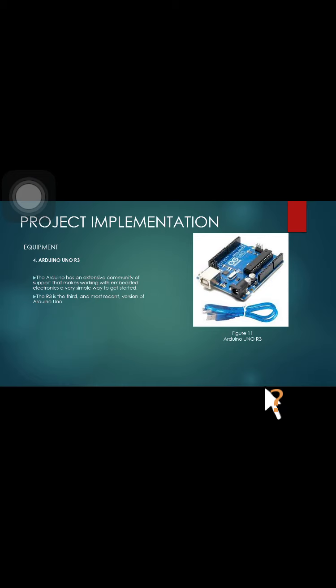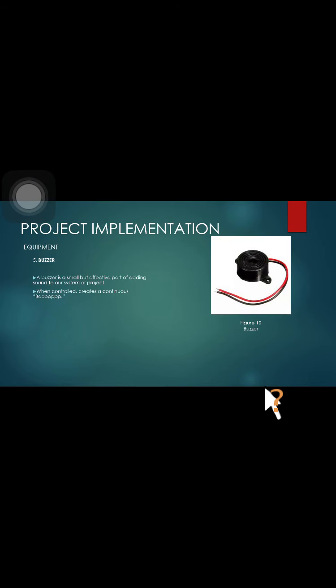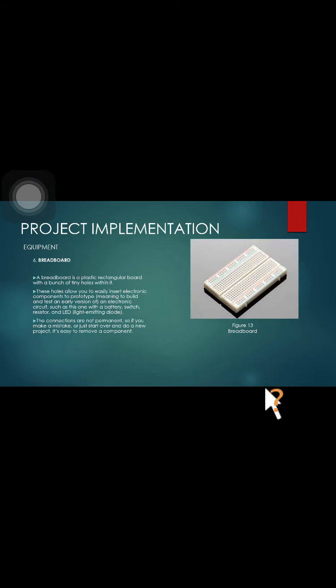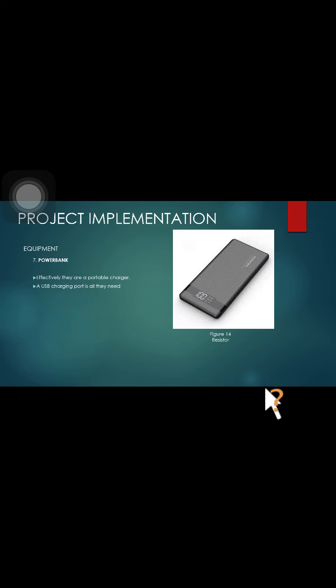Arduino Uno R3 is where we put the program in to run the simulation and the circuit. The buzzer, when the alarm triggers, will start a continuous beeping. The breadboard is where we put the LED, and the jumper wires connect to the Arduino board. The power bank is the power supply. So this is the program code for this project. It is very simple and not too complicated to code.